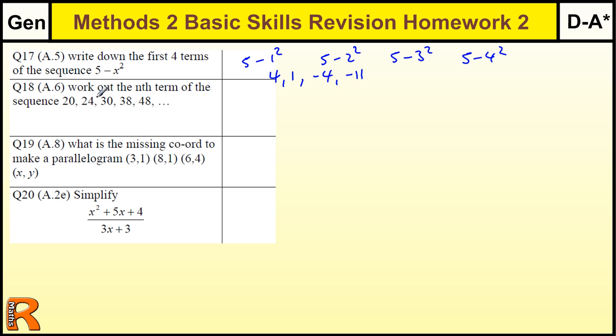So those are the first four terms. Work out the nth term of this sequence. Let's just quickly see what sort of sequence this is. It's going up by 4, then 6, then 8, then 10. So the second difference is 2.